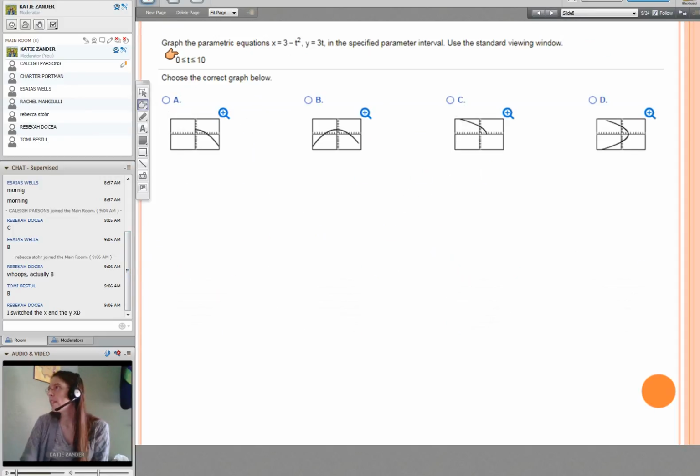Okay, it says graph the parametric equations x equals 3 minus t squared and y equals 3t in the specified parameter interval. We are going to go ahead and use our graphing calculator for this because using our technology is going to be key. And I know that some of us were having some issues with that, with the stat plot being on and not working properly. So let's go ahead and start off today.